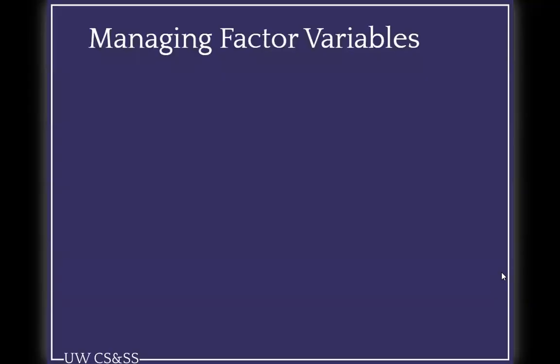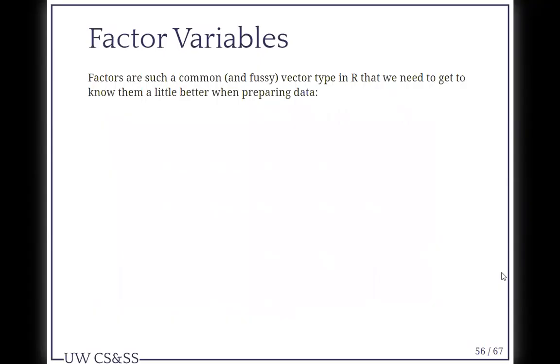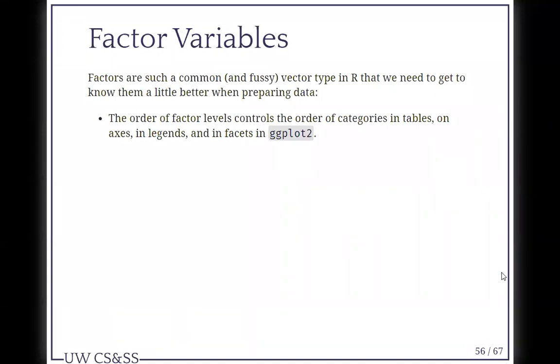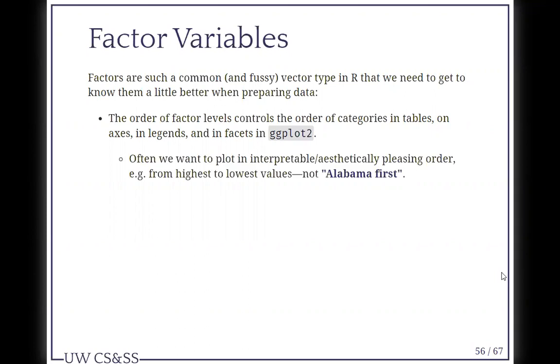Which brings us to the next thing, managing factor variables. So factors are such a common and fussy vector type in R that we need to get to know them a little bit better when preparing data sets. The order of factor levels controls the order of categories in tables, on axes, in legends, and in facets in ggplot2. Often we want to plot in interpretable and aesthetically pleasing order, things like from highest to lowest values, not Alabama first.